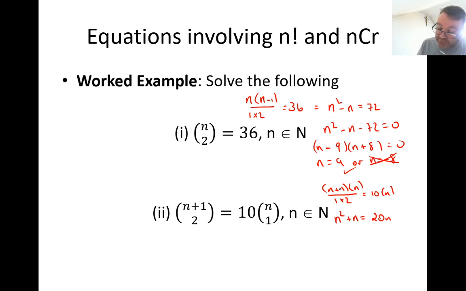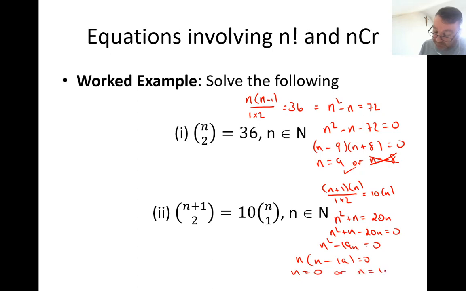I hope you've got that. So you multiply these two out: n squared plus n equals, clearing the fraction, 20n. You're multiplying both sides by 2. That gives me n squared plus n minus 20n is equal to 0, so n squared minus 19n is equal to 0. Again, back to junior cert maths. Take out the n: n times n minus 19 is equal to 0. n is equal to 0, or n is equal to 19.